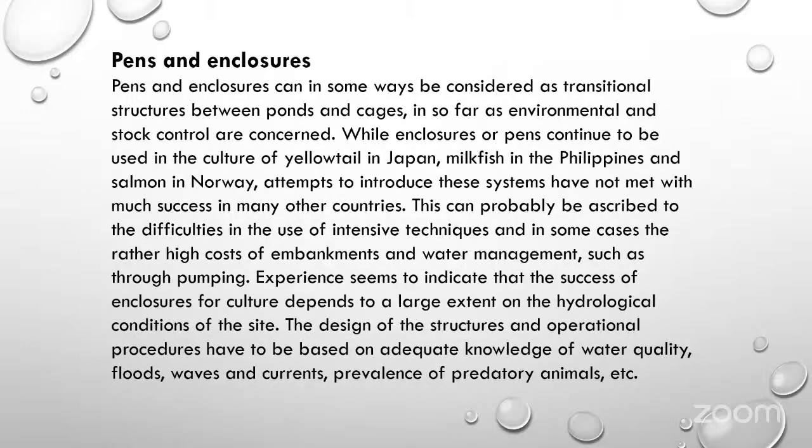Next, coming to pens and enclosures. Pens and enclosures can, in some ways, be considered as transitional structures between ponds and cages, so far as environmental and stock control are concerned. While enclosures or pens continue to be used in the culture of yellowtail in Japan, milkfish in the Philippines, and salmon in Norway, attempts to introduce these systems have not met with much success in many other countries.